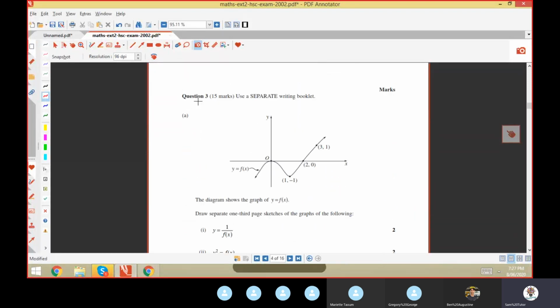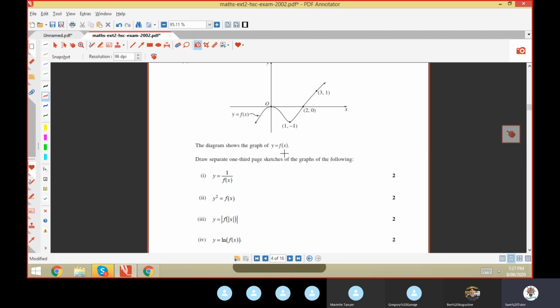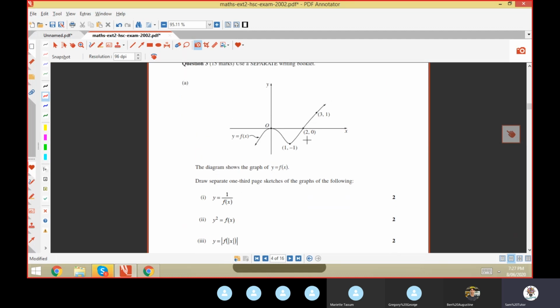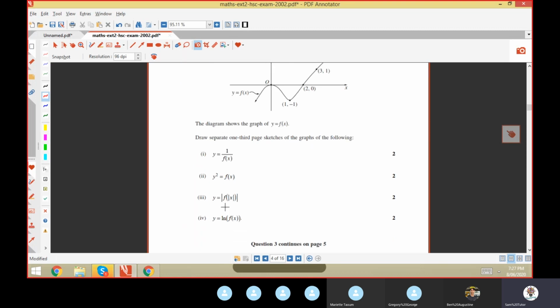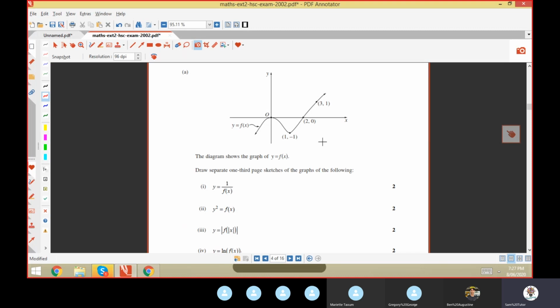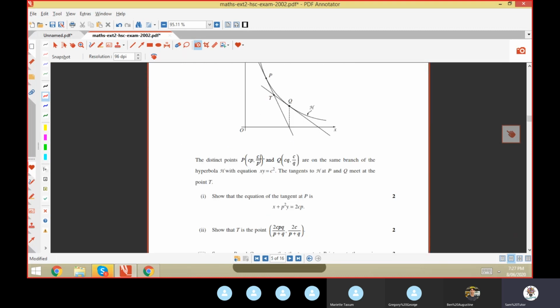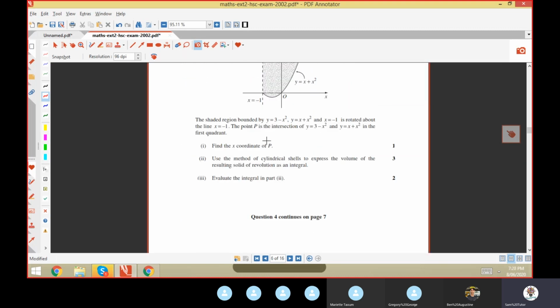So these question 3s, if you go to your HSC papers, will be really good revision of your Year 11 questions. Year 11 graphing questions. There it is, like 1 on f of x, y squared, absolute value of f of x, absolute value of x. So if you want revision, the question 3s would be your best bet.